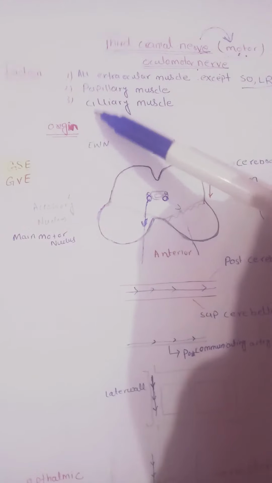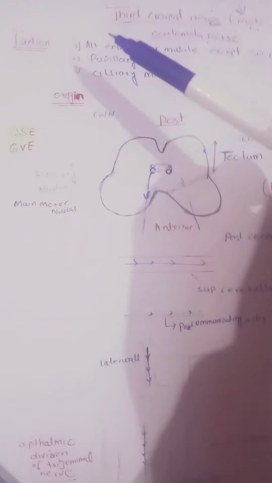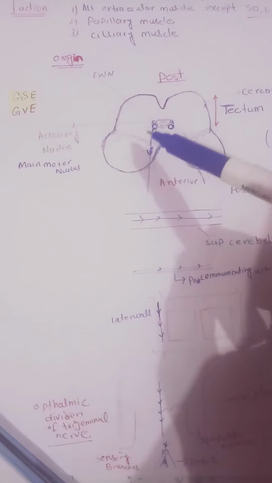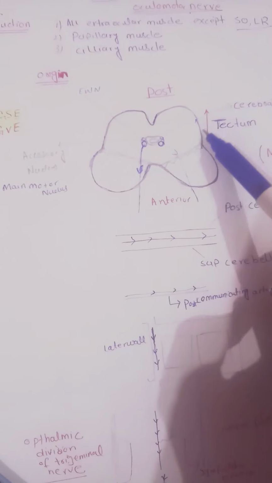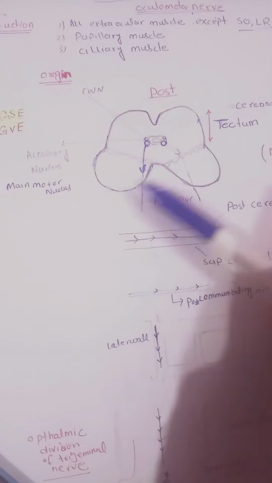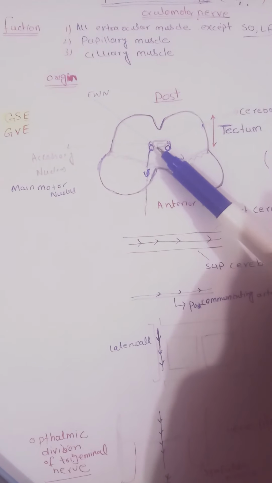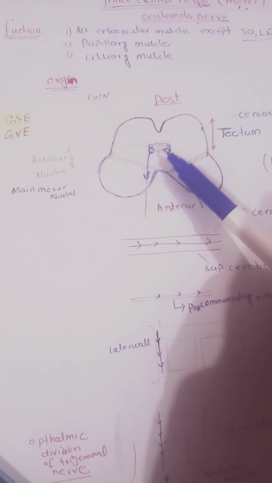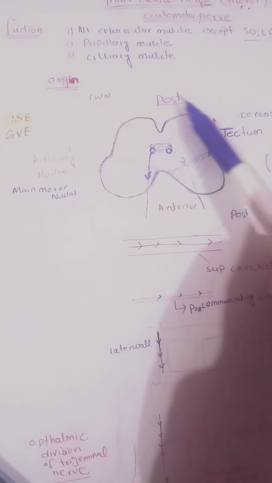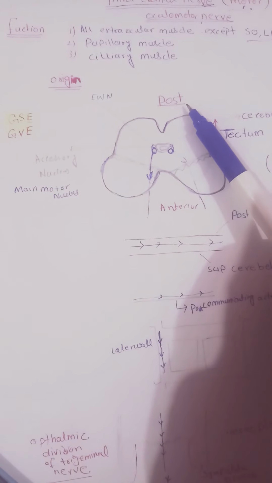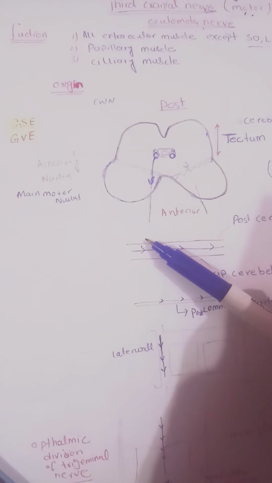How does the cranial nerve originate? The oculomotor nerve originates from the midbrain at the level of the superior colliculus. Here is the midbrain, here is the tectum, and this is the right and left cerebral peduncle. The main motor nucleus of the oculomotor nerve is present here. This is the cerebral aqueduct. This is the structure of the midbrain, the posterior aspect and the anterior aspect of the midbrain.